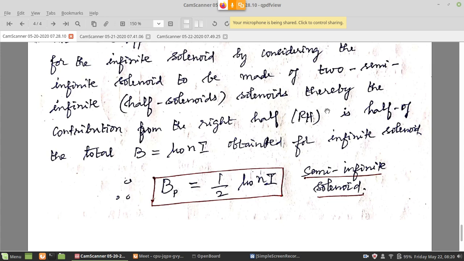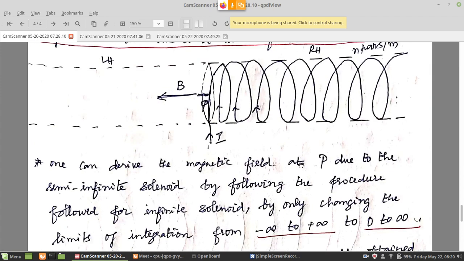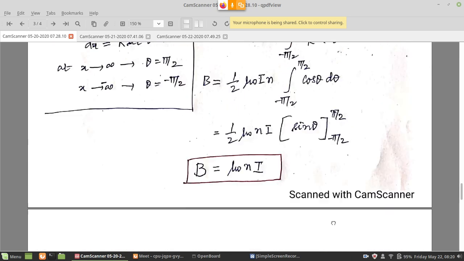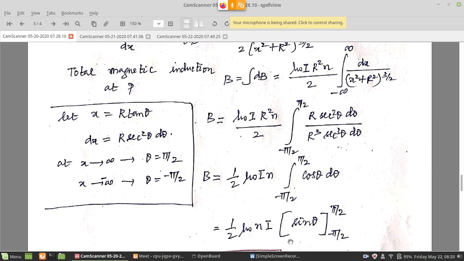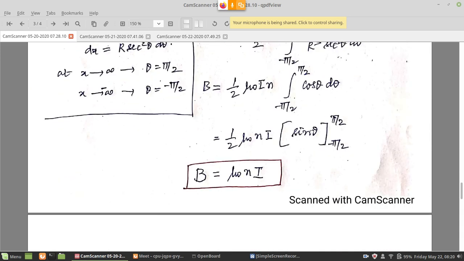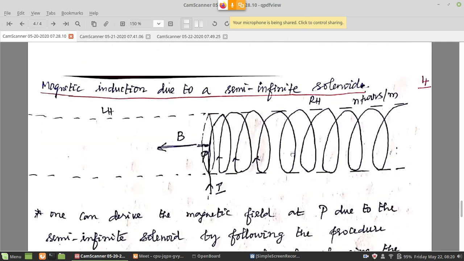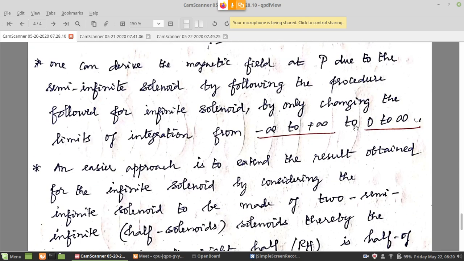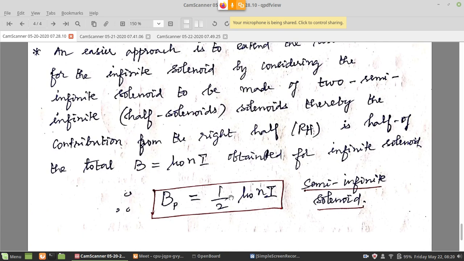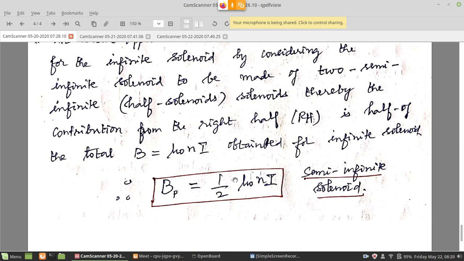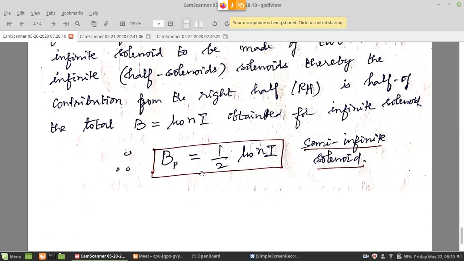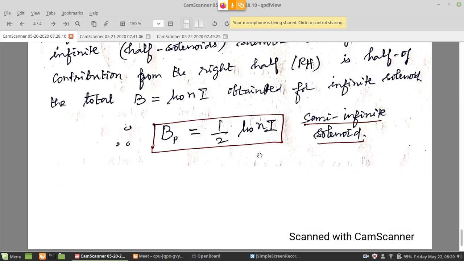But I advise that for practice, if you can do the integrals, it is better. So what I would say is you try this integral again. Try to do this integration as homework and try to arrive at this result. I told you already, the limit alone is different. So you apply the new limit and see whether you are getting this answer or not. That is the exercise. That is how you actually have to derive. But we are deriving here based just on logic. So we are saying it is half of the original result. Semi-infinite means half of the infinite. So it is half mu naught Ni. Even if you do the integration by changing the limits, you will easily get this same result.